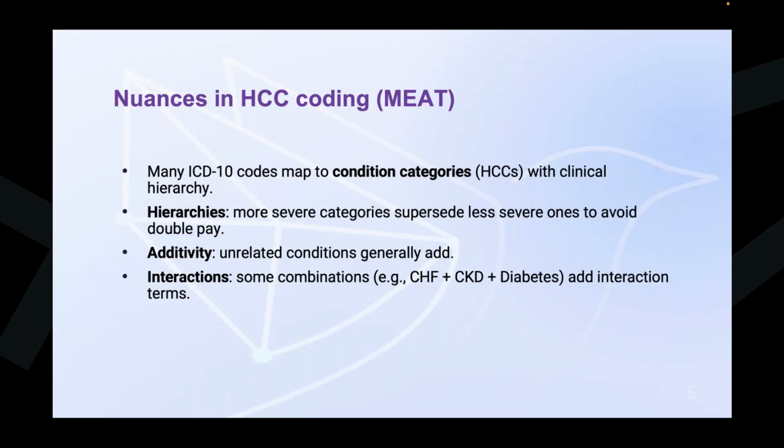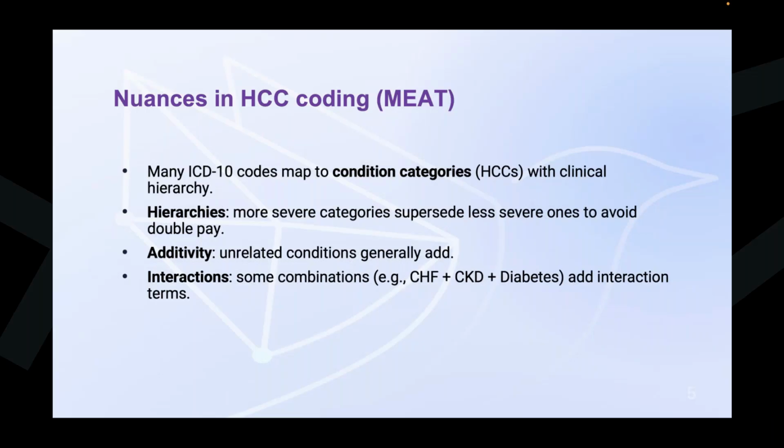So for example, if a person has CKD, chronic kidney disease stage 1, then that stage 1 would probably map to a different HCC category, which would have a lower score, which means lower payment, versus stage 3, which would be a much more severe condition, which maps to a much higher HCC category and much higher payment. So whenever we're coding, we have to make sure that the most appropriate code is actually submitted.